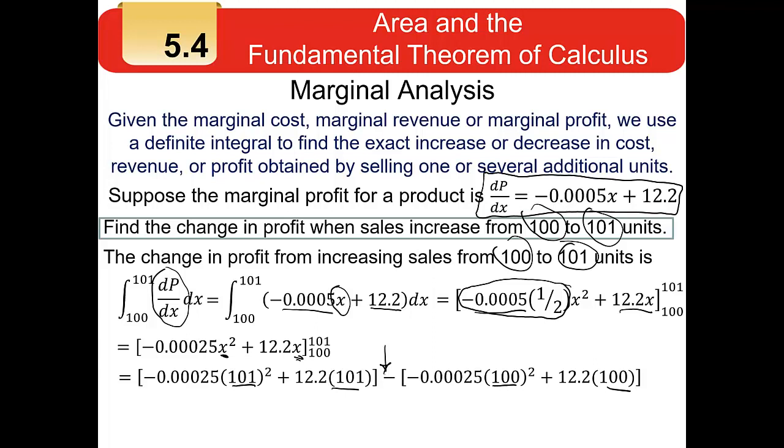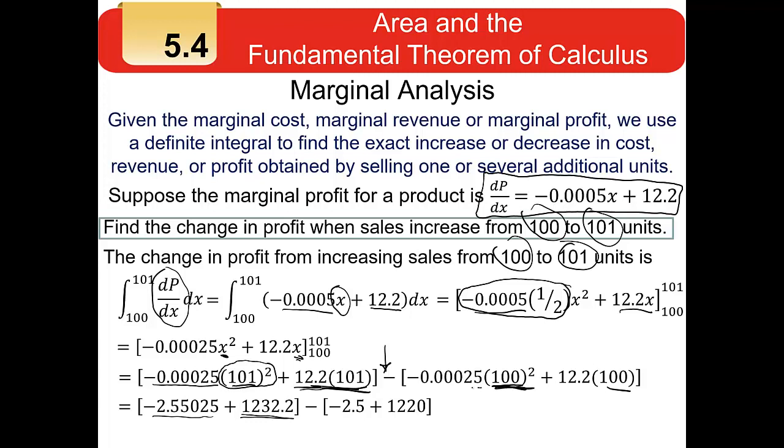Again, be very careful about the signs. So you're going to take your calculator and you're going to square 101 and then multiply it by that number, and you get negative 2.55025. And then you're going to take 12.2 and multiply by 101, and you'll get 1232.2. Then you're going to square 100 and multiply it by this number, and you'll get negative 2.5. And then over here, you're going to take 12.2 times 100, and you'll get 1220. And remember, you still got that minus sign sitting there.